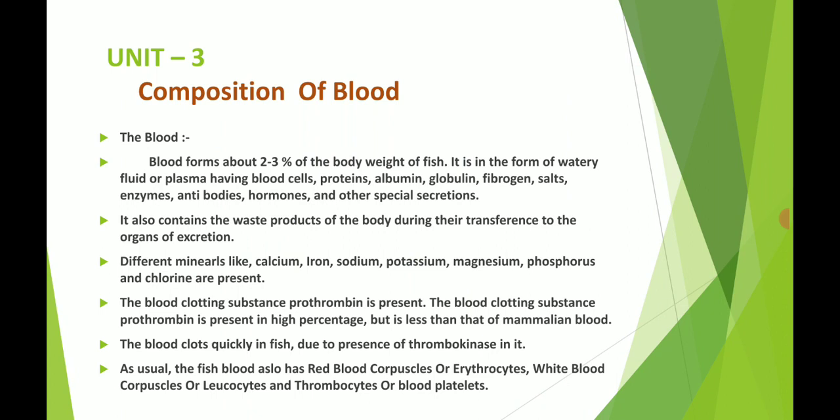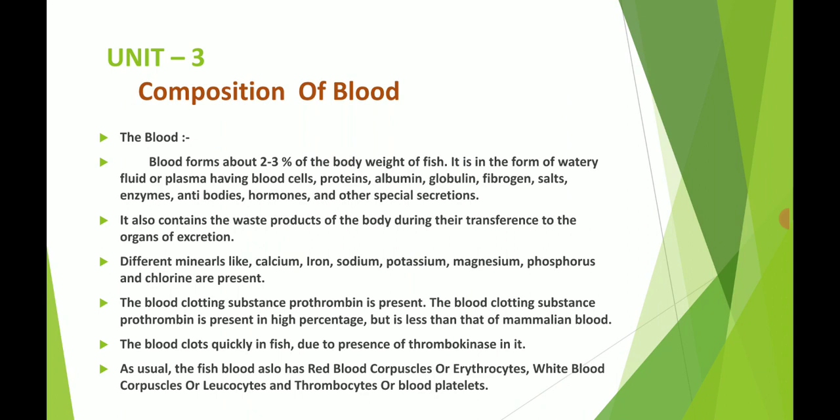Here we see what the blood is. The blood forms about 2 to 3% of the body weight of fish. It is in the form of a watery fluid or plasma having blood cells and proteins: albumin, globulin, fibrinogen, salts, enzymes, antibodies, then hormones and other special secretions.